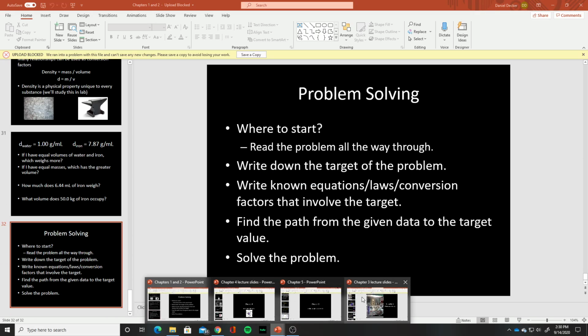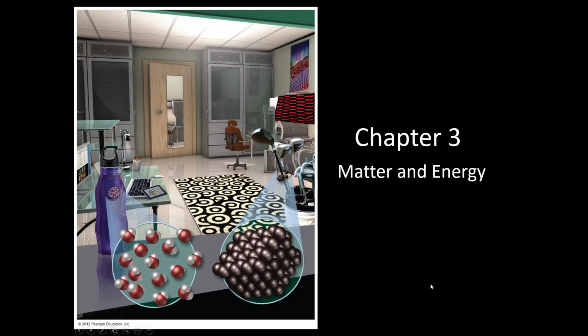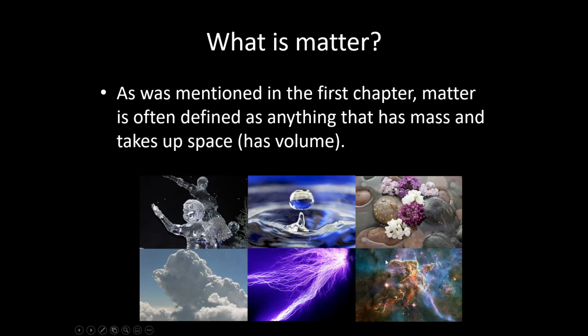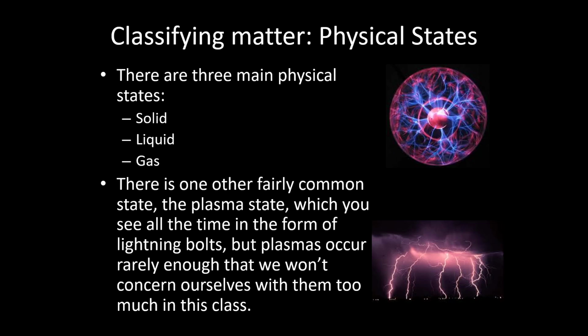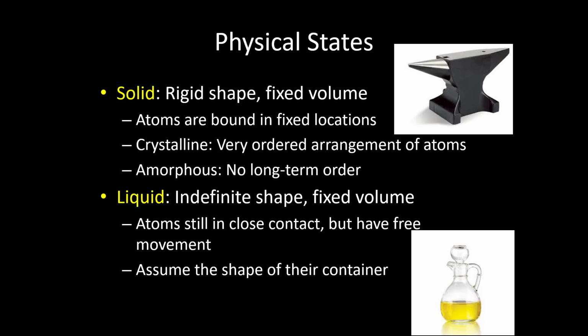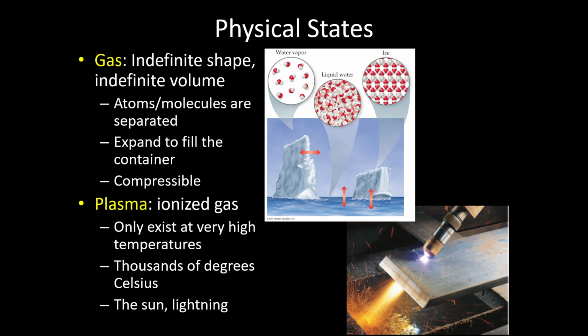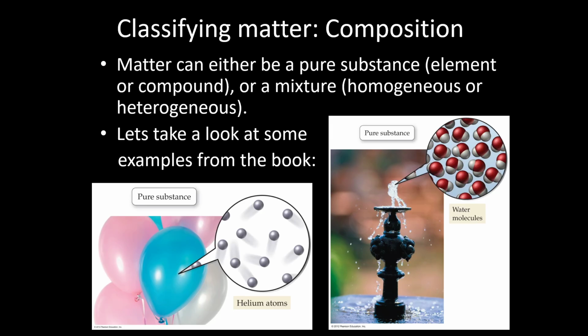Let's move on to Chapter 3. This is where we talked about matter and energy. So we're going to start out here with the different phases and just generally describing the phases. You should be able to note the differences between different phases of matter, between gas, liquid, and solid especially, but you should also just know very generally what a plasma is.